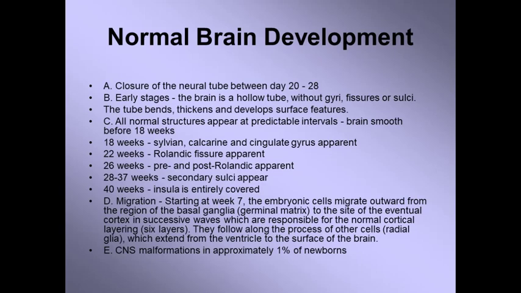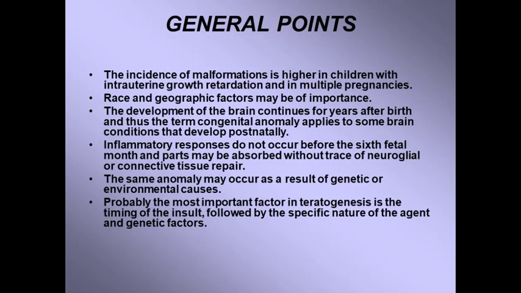CNS malformation occurs in approximately 1% of newborns. The incidence of malformation is higher in children with intrauterine growth retardation and in multiple pregnancies. Race and geographic factors may be of importance. The development of the brain continues for years after birth, and thus the term congenital anomaly applies to some birth conditions that develop postnatally. Inflammatory responses do not occur before the 6th fetal month, and parts may be absorbed without trace of neurological or connective tissue repair.